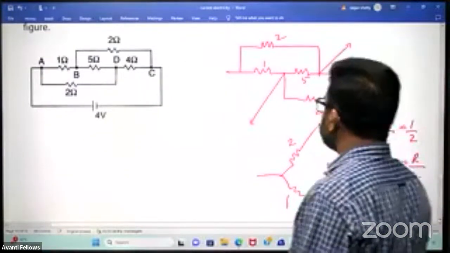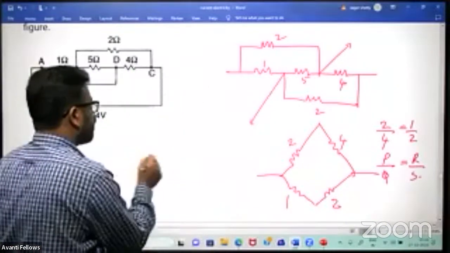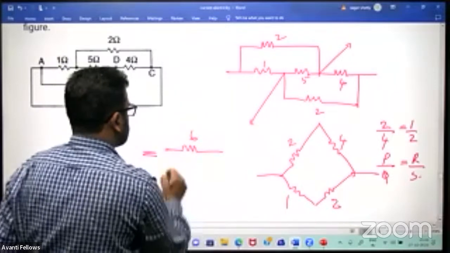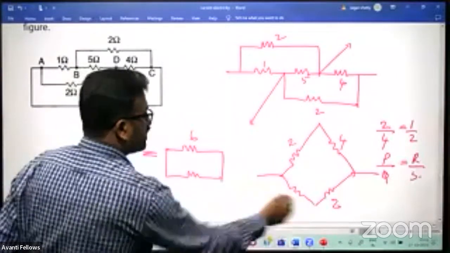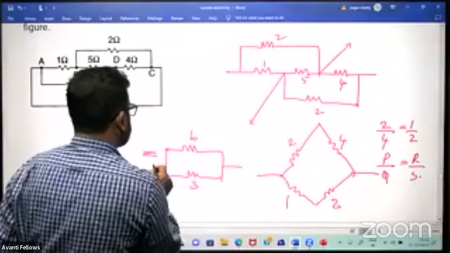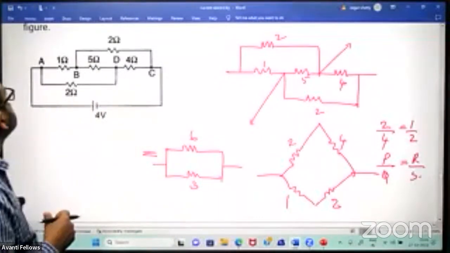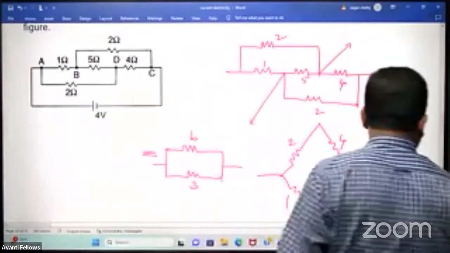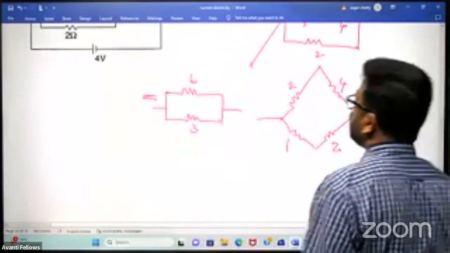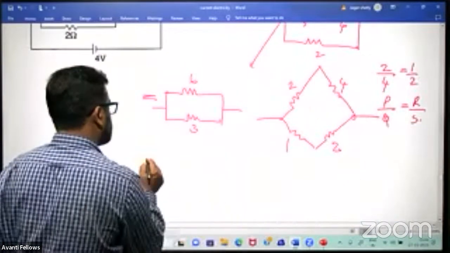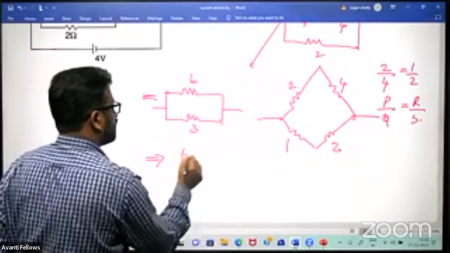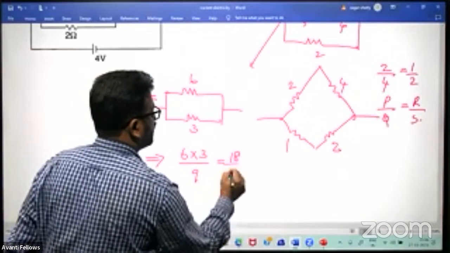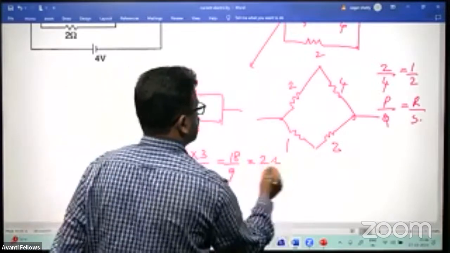So when we remove this, it reduces to 2 plus 4, 6 ohm. And another 1 plus 2, 3 ohm. 6 and 3 in parallel. So when it is 6 and 3 parallel, it becomes 6 into 3 divided by 9, 18 by 9 equals 2.